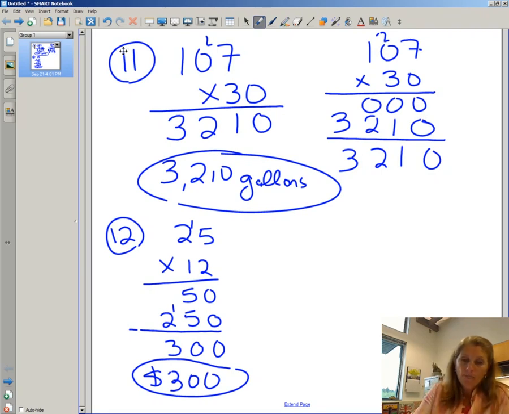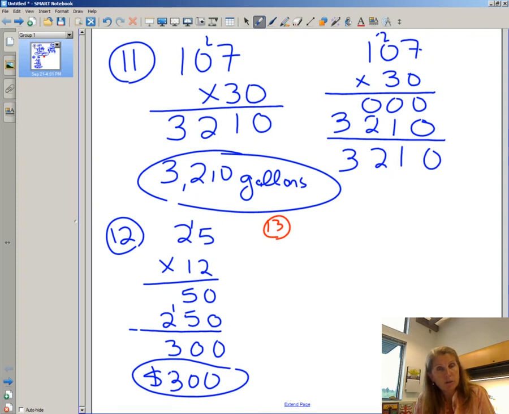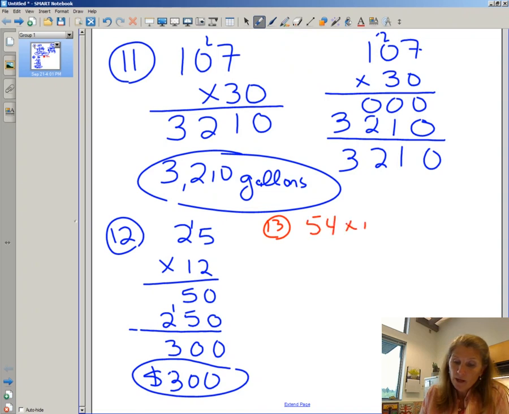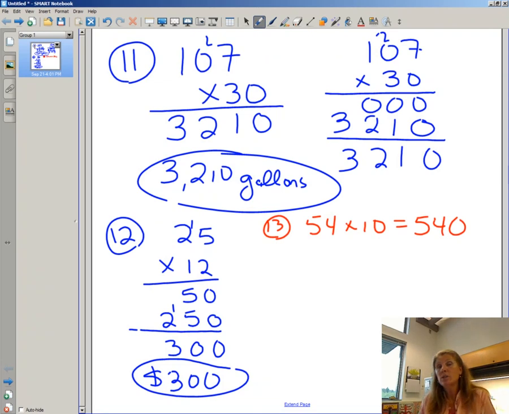Okay, let's look at number 13. It's got multiple parts. First of all, number 13 says that John bought 10 shares of stock at a cost of $54 per stock. So the first thing you want to do is figure out what the cost of the stock was originally. So we had 54 of those, and we're multiplying by 10, power of 10. So what would that be? Well, I would just put the 54 and add a 0 to the end. So the value of the stock when he started was $540.